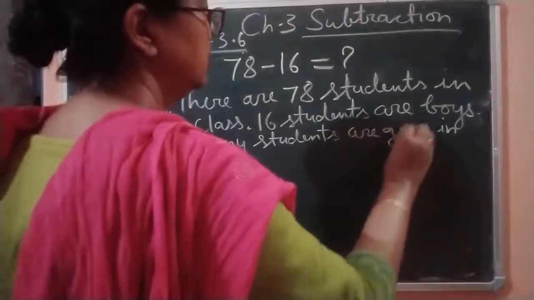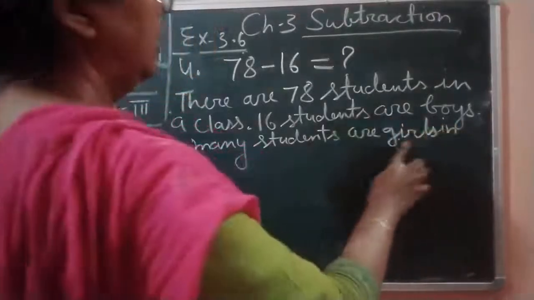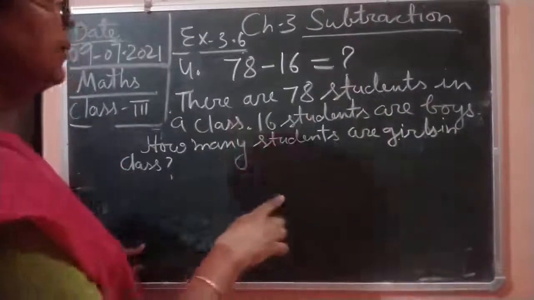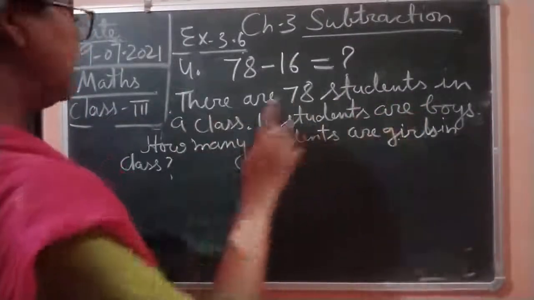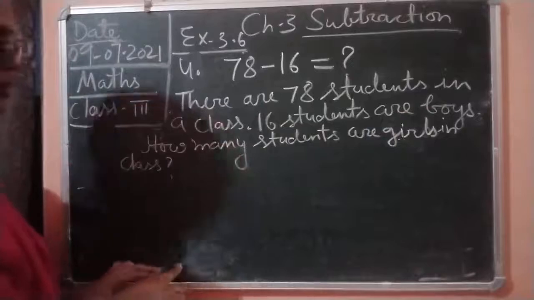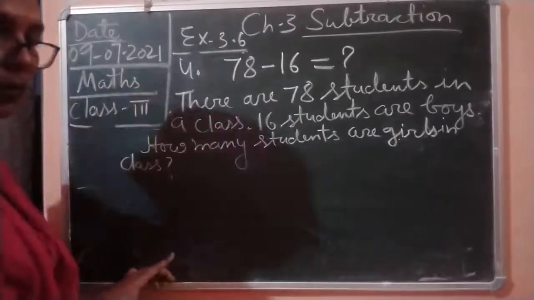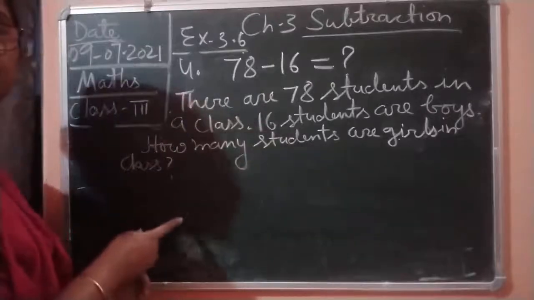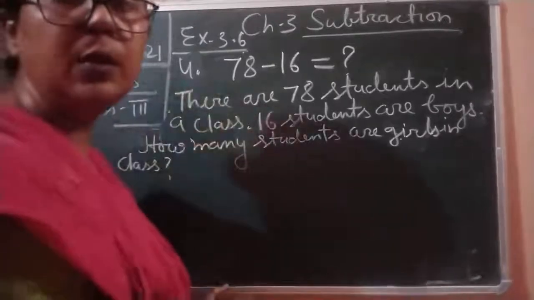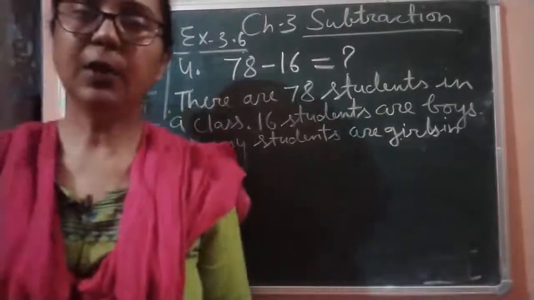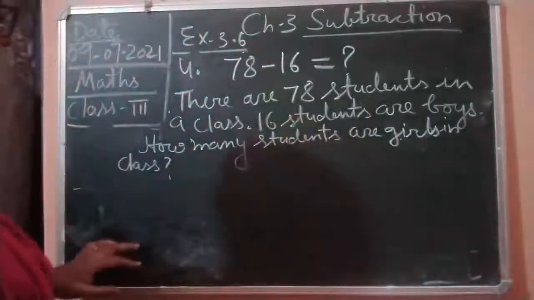girls here. Okay. Now there are 78 students in the class, 16 students are boys. How many students are girls in the class? Okay. So you are going to write this, or you can make your own word problem on the basis of this question. Now we are going to solve this, children.